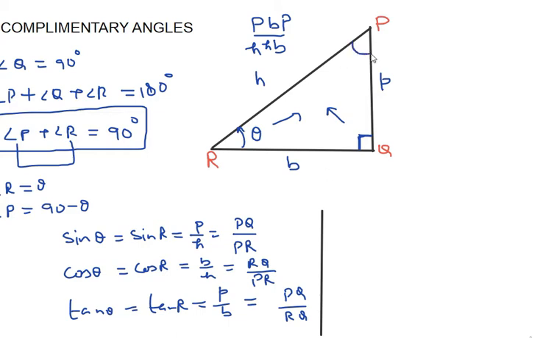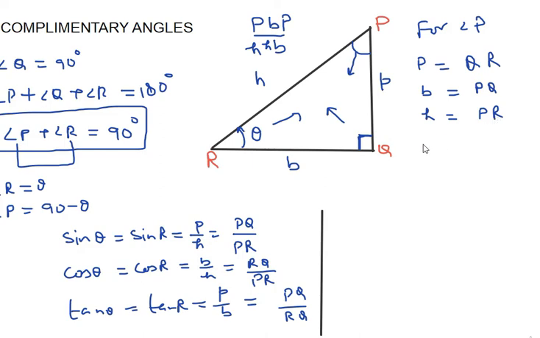Angle P, so if I am taking angle P, which I have told you earlier, the hypotenuse remains the same, but the base and perpendicular will be changed. The position of base and perpendicular will change with respect to the angle which you are taking. So I am taking angle P over here. For the angle P, the perpendicular will be QR and the base will be PQ, and the hypotenuse will remain the same, PR.